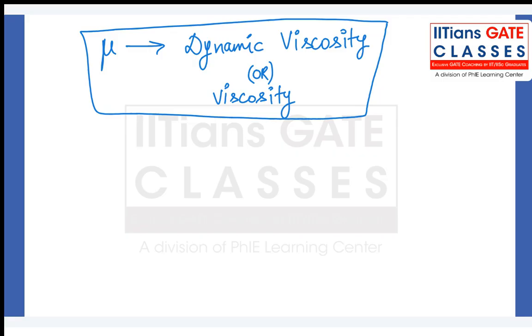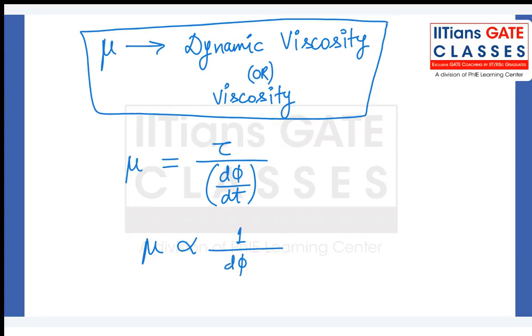There's another kind of viscosity also. We will come across that part again. So I can write this mu will be equal to tau divided by shear strain rate. Or I can say this viscosity is inversely proportional to your shear strain rate. So I can say, higher the viscosity, lesser the shear strain rate.